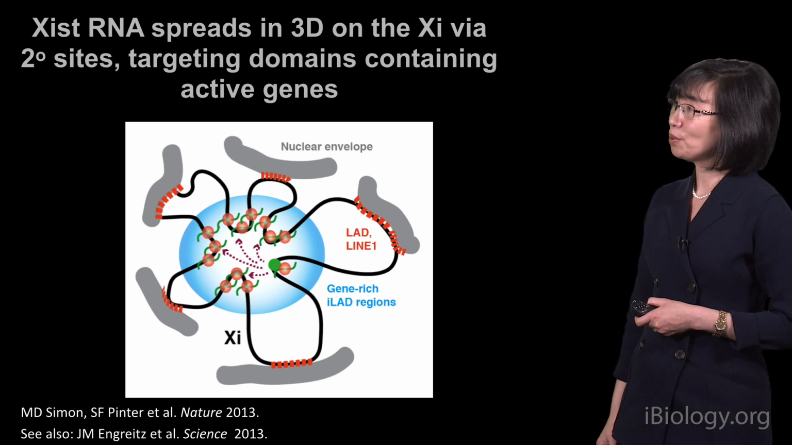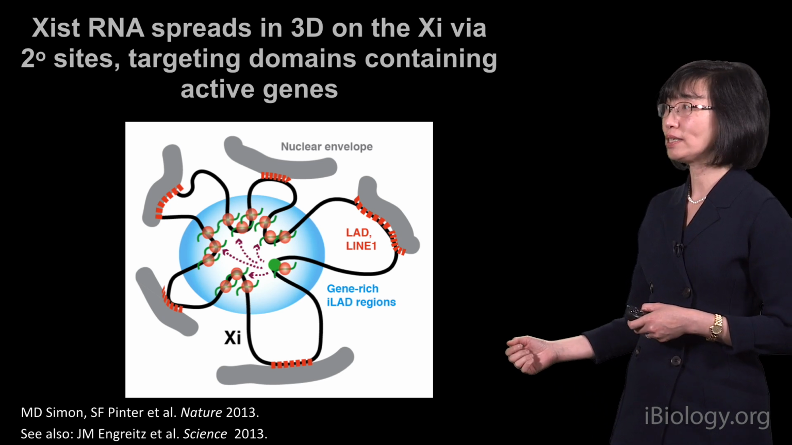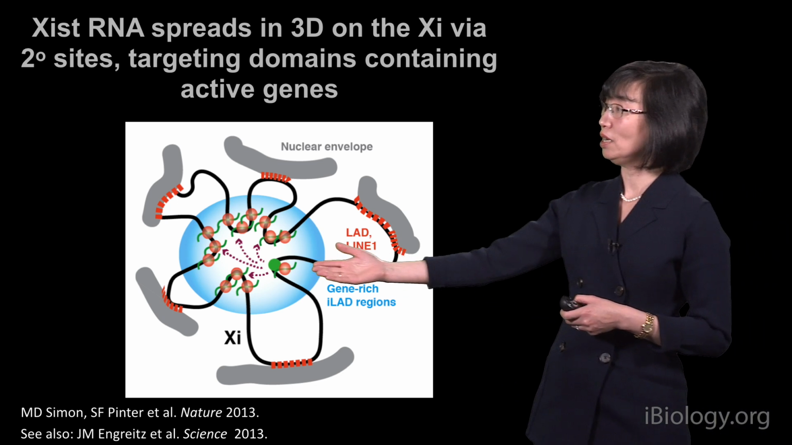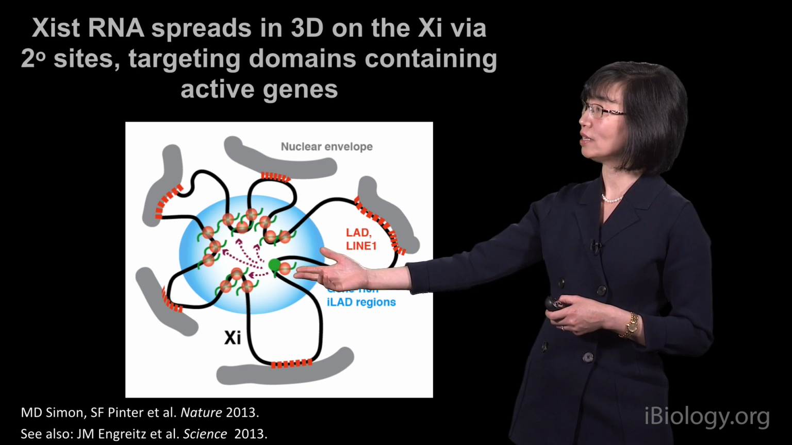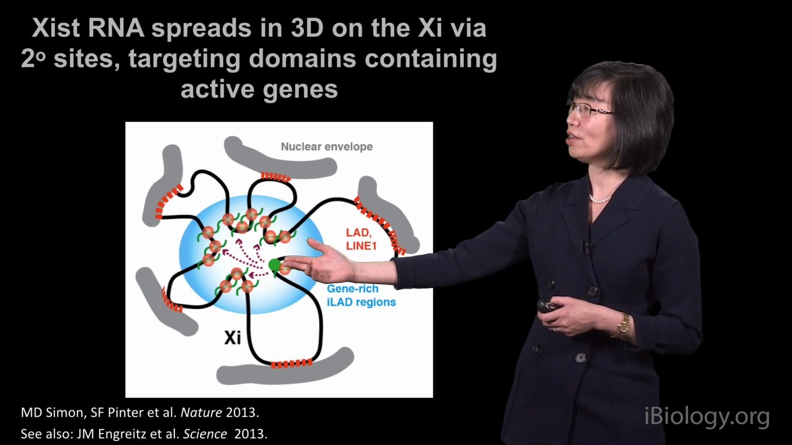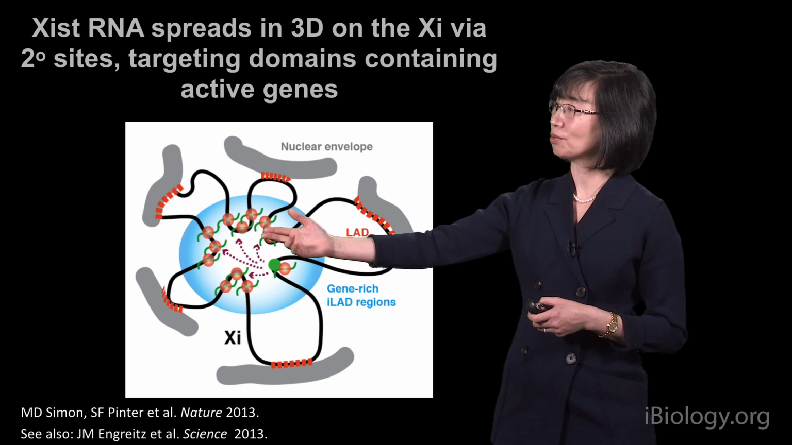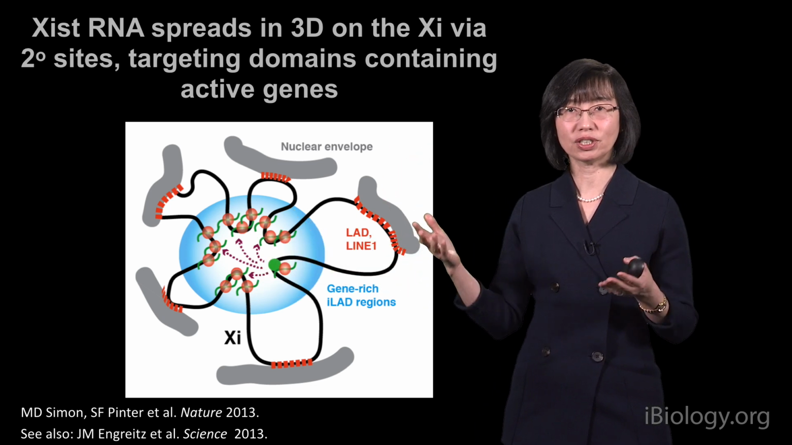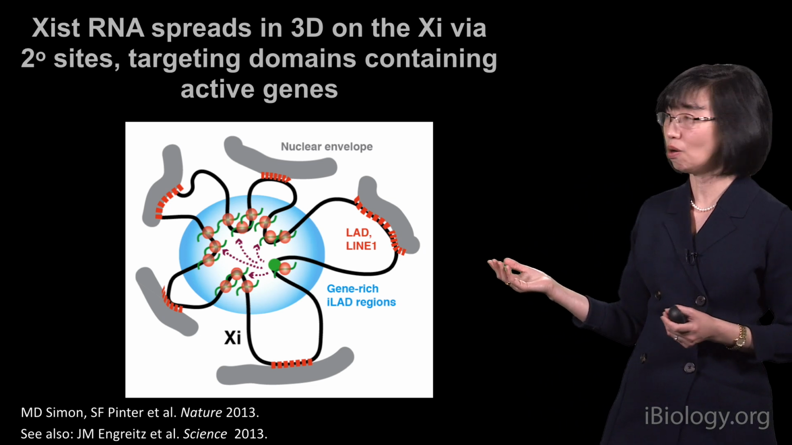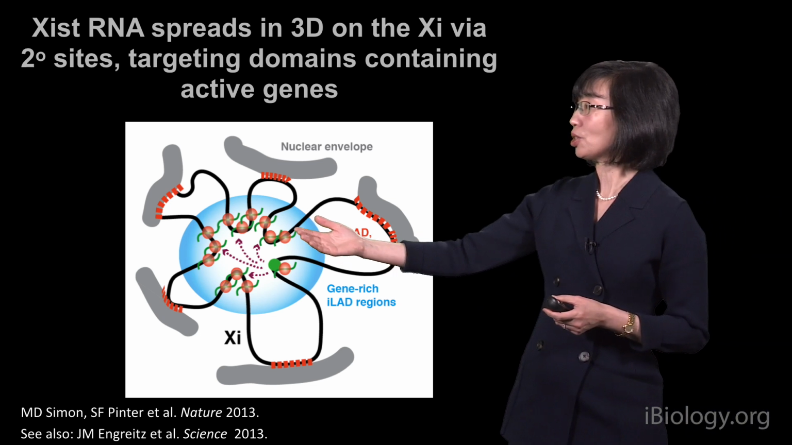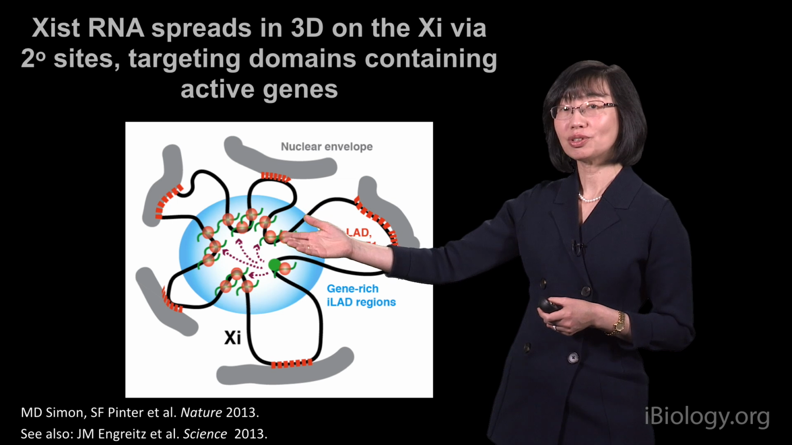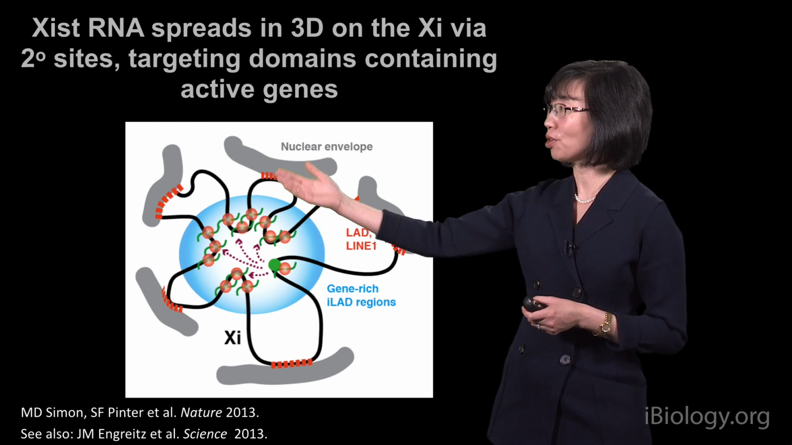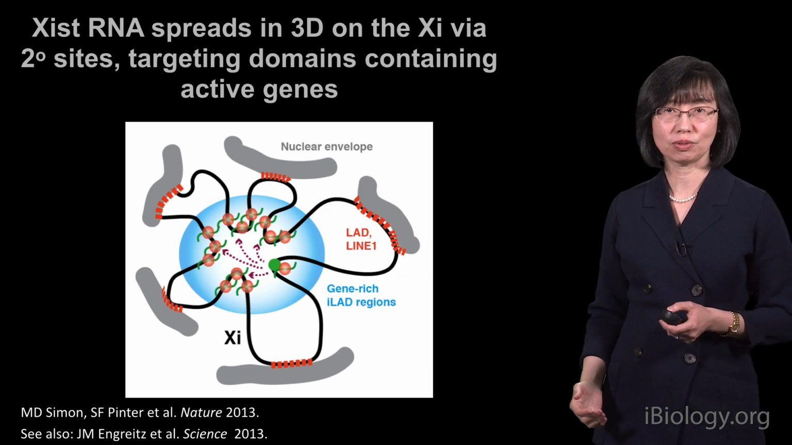Okay, so we believe that Xist RNA spreads in 3 dimensions across the inactive X chromosome. It first nucleates here at the X inactivation center, and then the RNA is transferred through proximity to various secondary sites, of which there are probably about 100 or so, first targeting the gene-rich, the active gene regions, before spreading to the rest of the X chromosome.